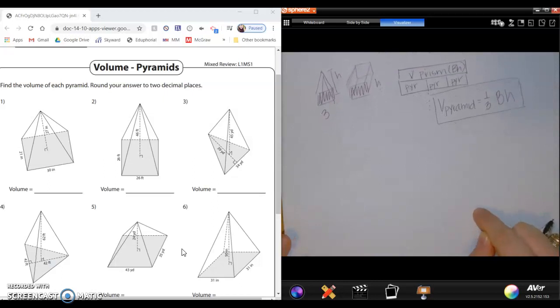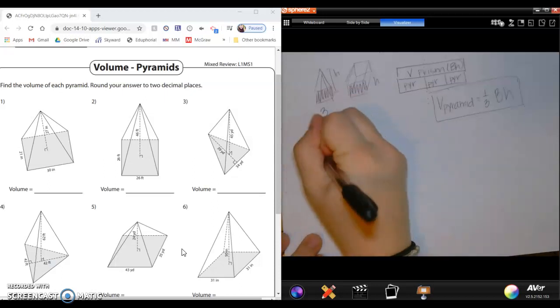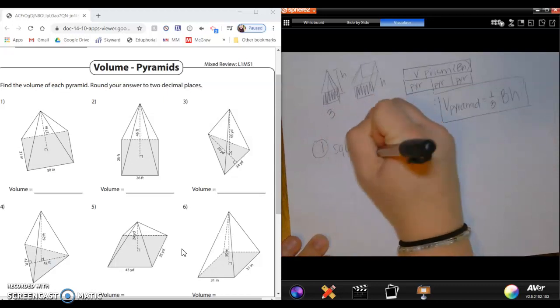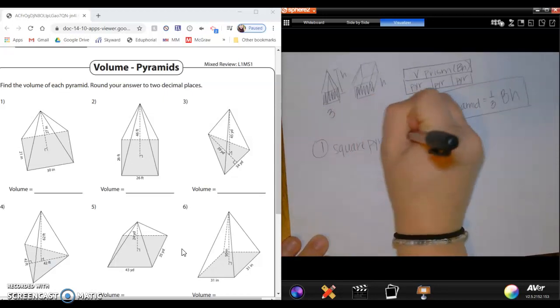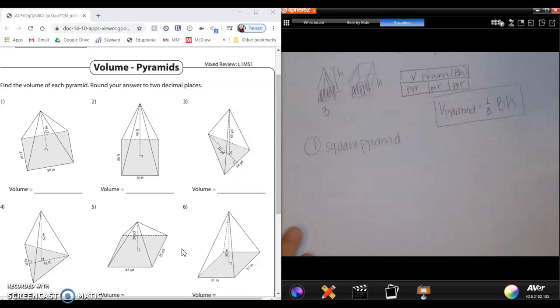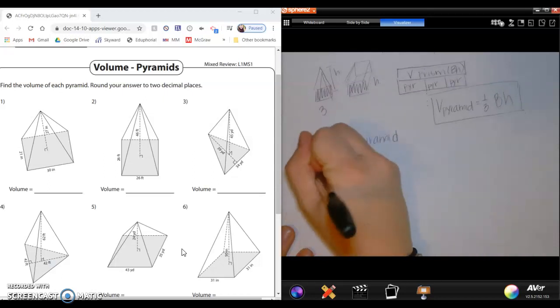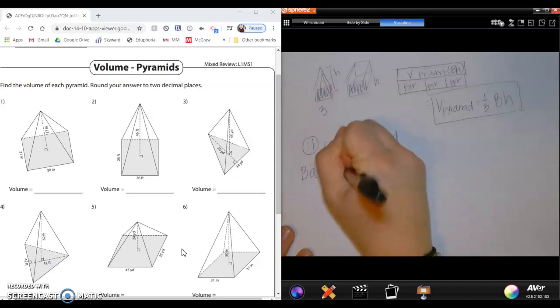So I'm actually not going to do the entire page. I will upload the answer key separately, but I wanted to go through 2 examples. So let's first look at number 1. Number 1 is a square pyramid. The name of this 3D shape gives us some really valuable information. The first thing I notice is that it's a square pyramid, which means the base is a square.